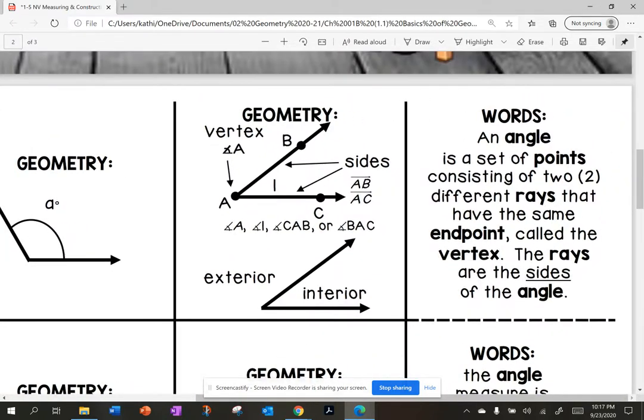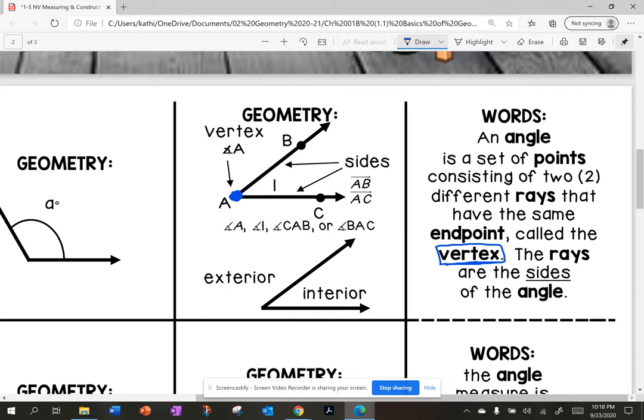I begin with, how do I name an angle? By definition, an angle is a set of points consisting of two different rays that have the same endpoint called the vertex. The rays are the sides of the angle. So here's my vertex right here, and I have two rays. I have ray AB and ray AC.